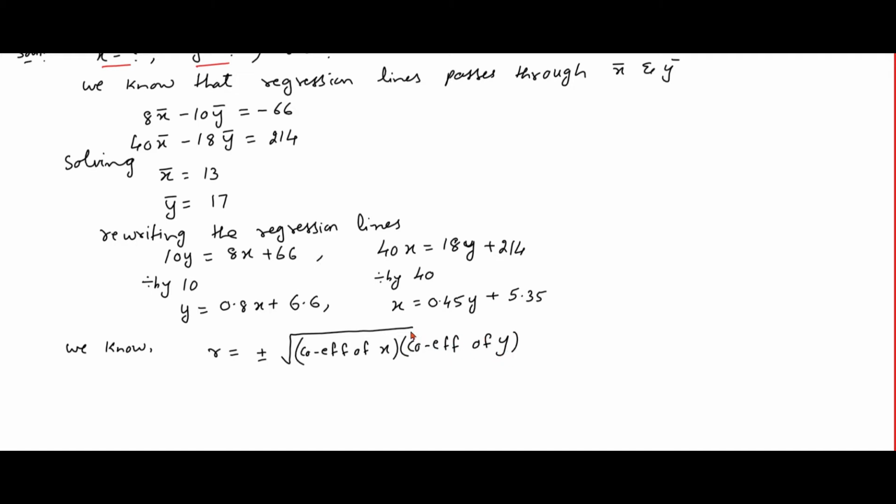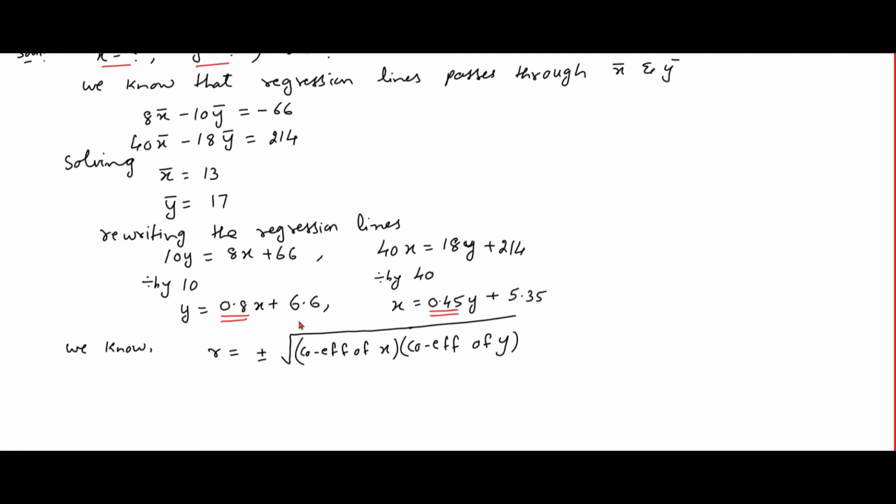This is the formula. So if you want to use this formula, one equation should be in the form of y is equals to, another equation should be in the form of x is equals to. Only then you can use this value of r. So now go for the coefficient of x. You can see that the coefficient of x in the first equation is 0.8. So that will be the coefficient of x over here. Now go for the coefficient of y in the second equation. Here the coefficient of y is 0.45.